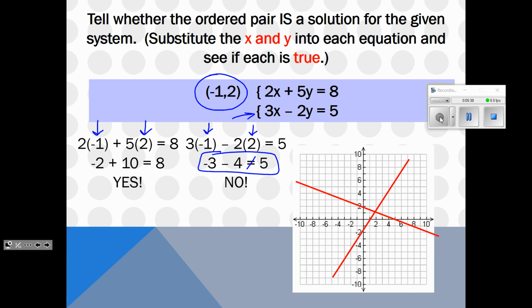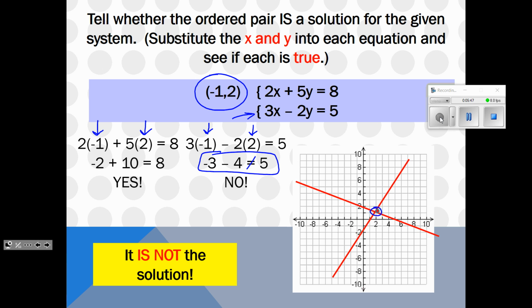So let's look here. If we were to graph this, you would see that it crosses right here, and that's not -1, 2. So you can determine that mathematically by plugging in numbers.